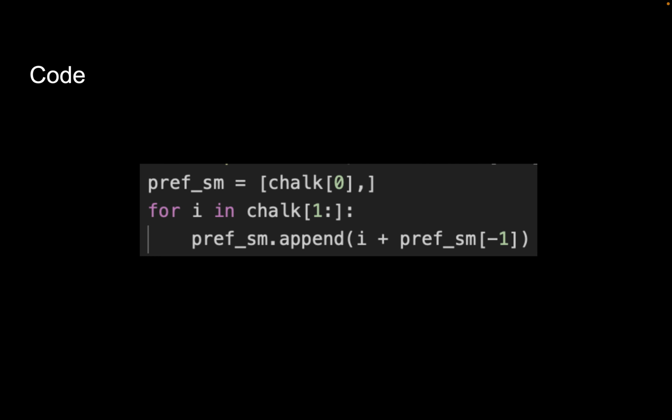So let's go through the code to solve this problem. First we need to create the prefix sum array, and we initially set it to be chalk 0, which is the first value in the input array. And we iterate through the input array from the second element to the end of the array, and we add that element along with the last element in the prefix sum array to get the prefix sum up to the ith index. At the end of this operation, we would get our prefix sum array.